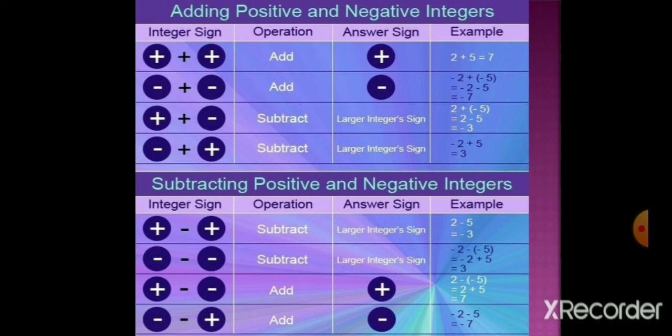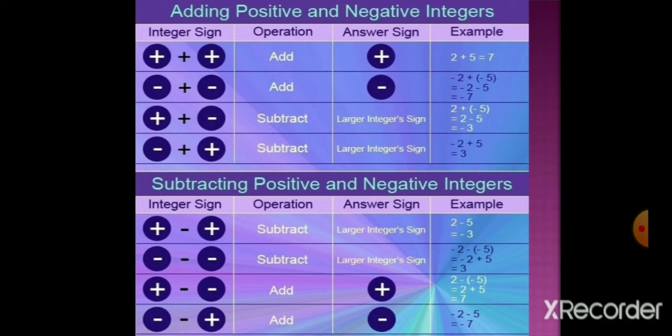Here it is given how to add positive and negative integers and subtract positive and negative integers. First of all, look into adding positive and negative integers. When we are adding two positive integers, you have to add and give a positive sign, and when we are adding two negative integers, you have to add and give a negative sign. When we are adding integers with a different sign, you have to subtract and give the larger integer's sign.